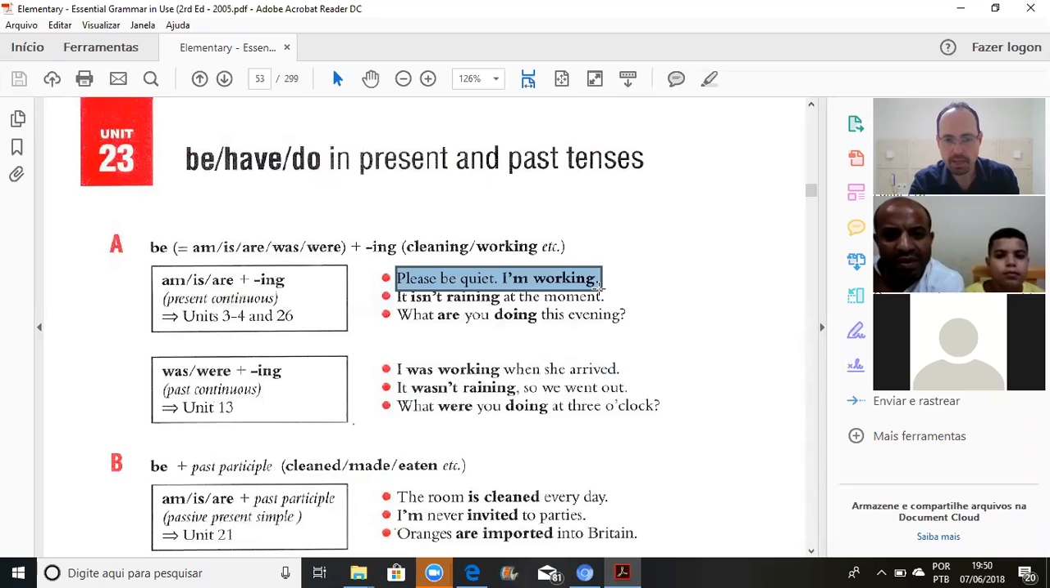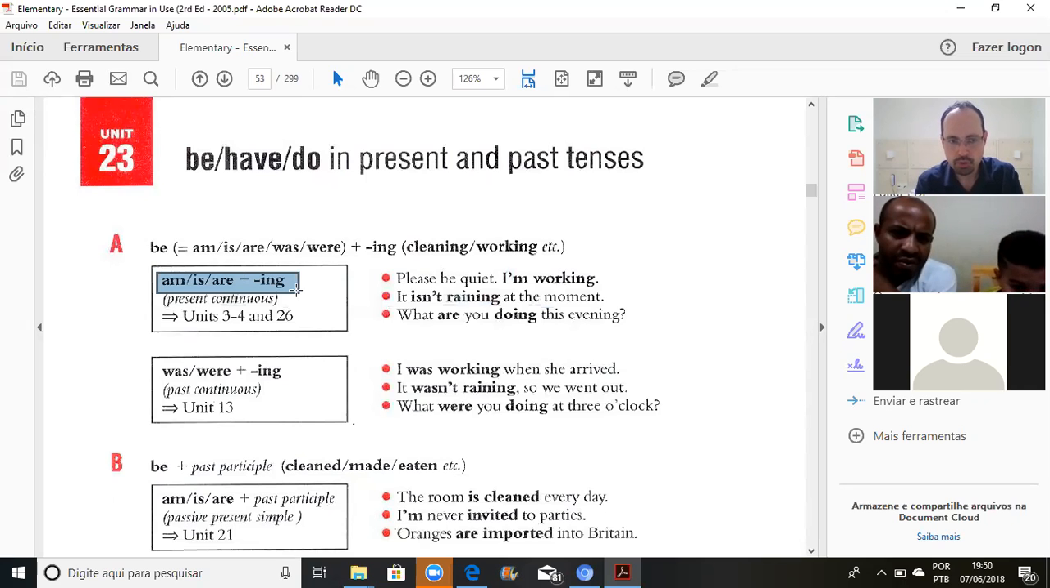So you have to know how to use this tense in English. Because if you want to say, please be quiet, I'm working, please don't talk, I am studying, okay? Somebody calls you and then you say, no, just a moment, I am going, okay? So you have to use this kind of expression all the time. You have to be aware of it. So the second one is, it isn't raining at the moment. So you can use this structure to express a positive sentence or a negative sentence.